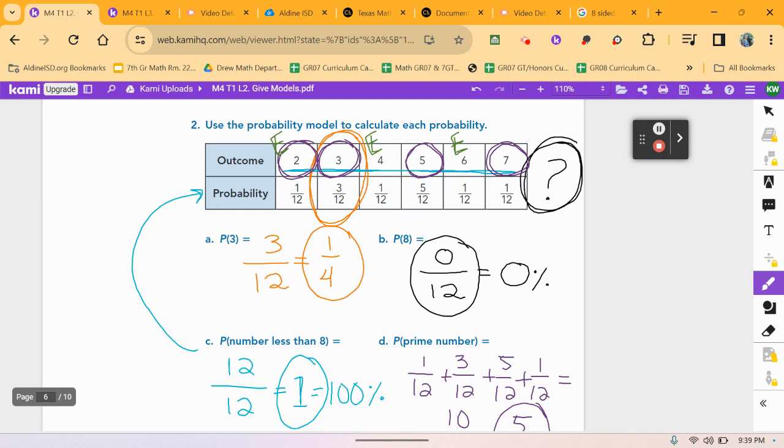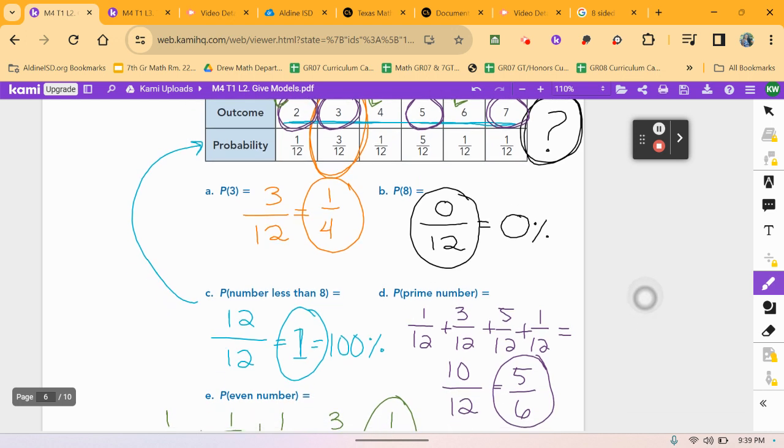So I took all of those probabilities of each of those and I added them together to find the total probability. So 2 had a probability of 1 out of 12. 3 had a probability of 3 out of 12. 5 had a probability of 5 out of 12, and 7 had a probability of 1 out of 12. When I added those together, I got 10 out of 12, which can be simplified to be 5 out of 6.